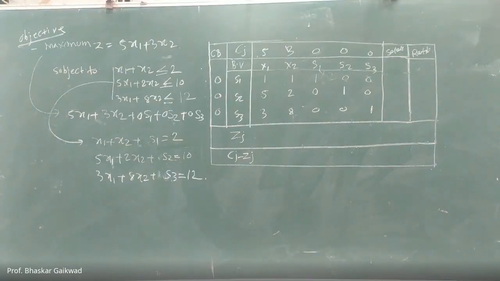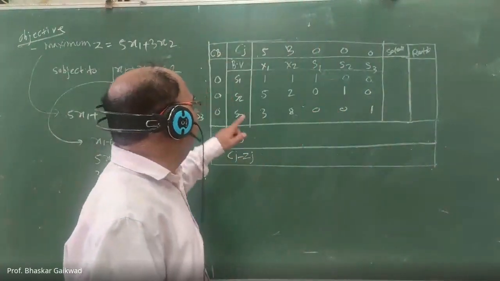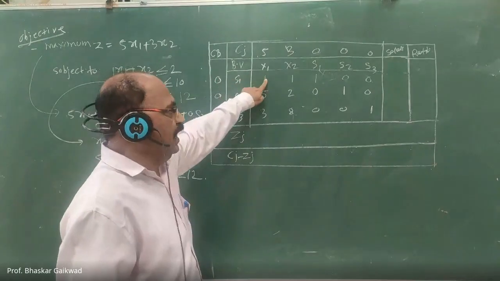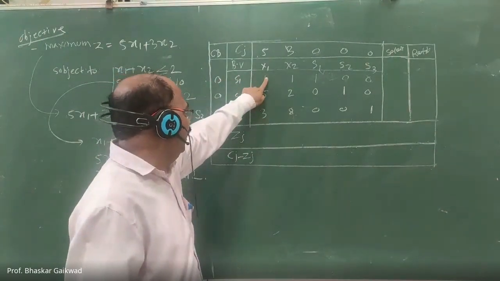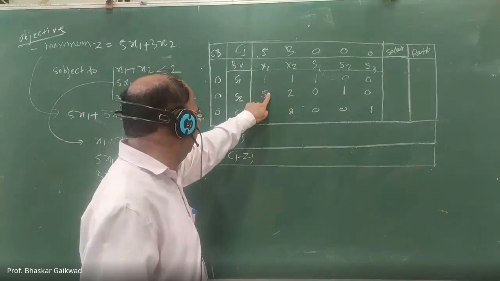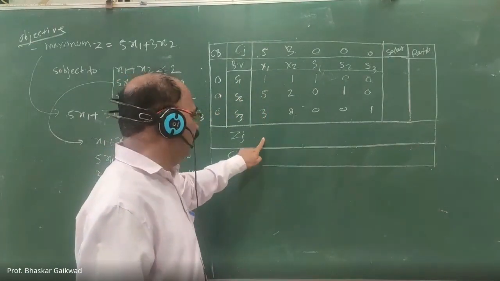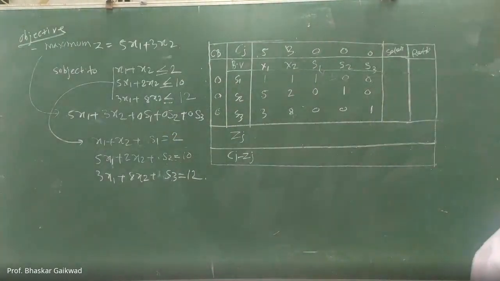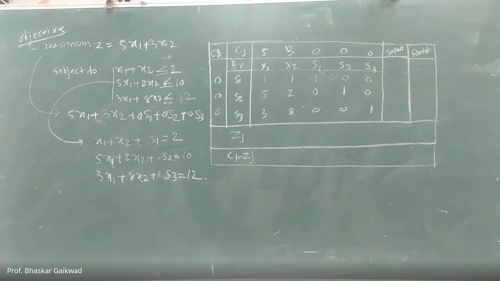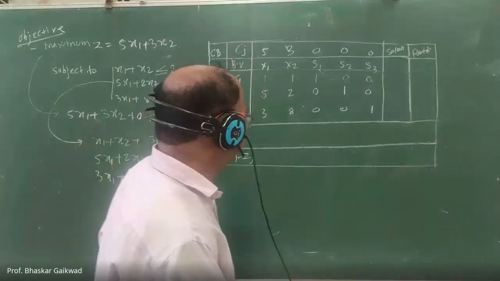We have to find out Zj. Okay, so how to find out Zj? See, 0 into 1 plus 0 into 5 plus 0 into 3. What should we have for Zj? First column you have to see in x1: 0 into 1, 0 into 5, 0 into 3, addition of all this. What should be there? 0. Correct.